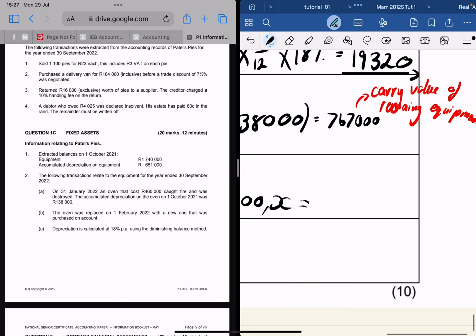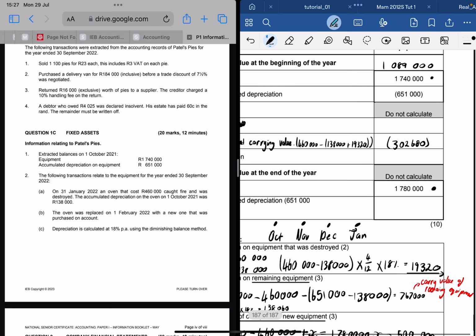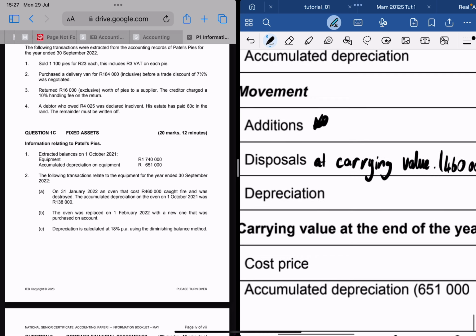Brilliant. 500,000, okay? Now we can go straight here to our additions and we could put 500,000, right? Because we know there were no other additions. And remember, no bracket around additions because it doesn't reduce the value of our assets. And then we could also put here additions at cost price, right? Cool.